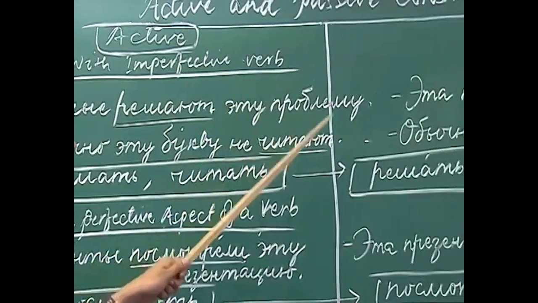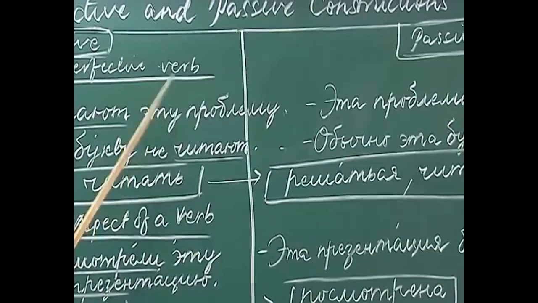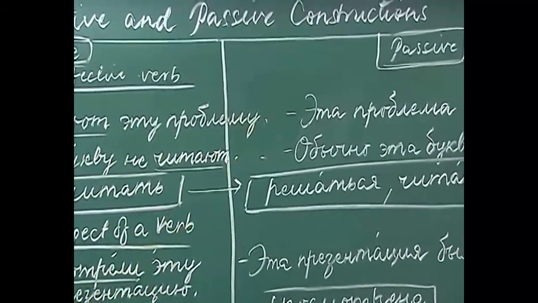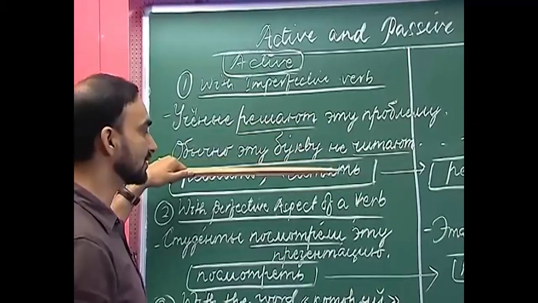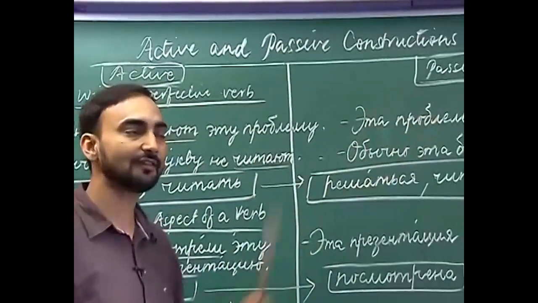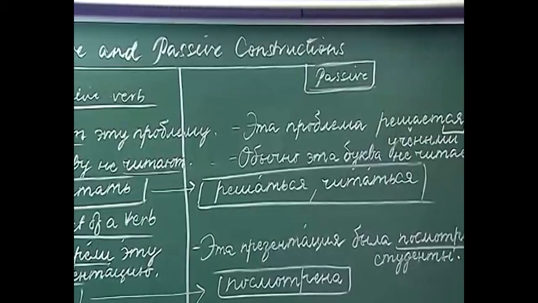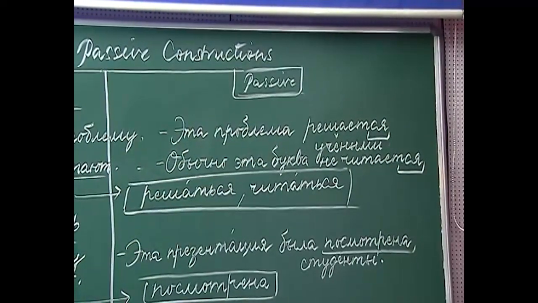So, now if we come across such examples of active construction, how do we change them into passive? If there is an imperfective aspect of a verb used in the active construction, you have to change the verb into a reflexive verb. And how do we change the verb into reflexive? We add the particle ся at the end.